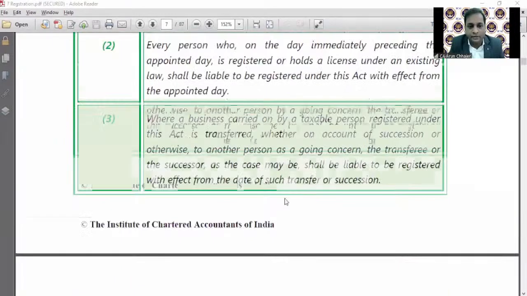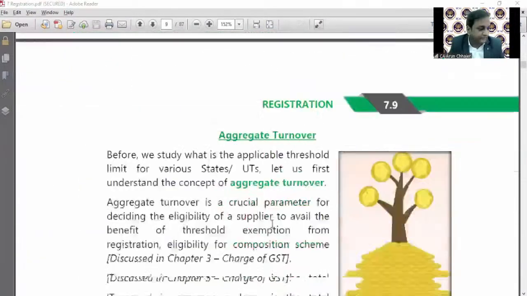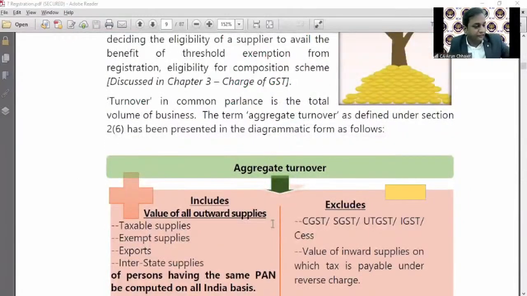Now come back to the chart. If goods and services, then threshold limit would be 20 lakhs. Absolutely correct. Because I will not be considered as exclusively in the goods. So limit of the 40 lakh would not be there. So what would be the limit? 20 lakhs. So only services 20, services and goods 20, only goods 40.